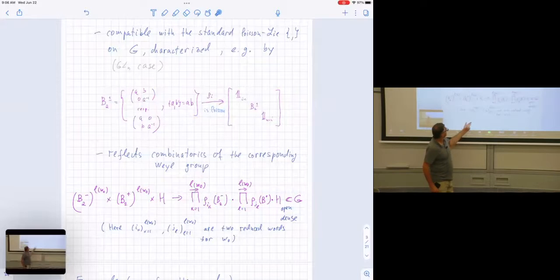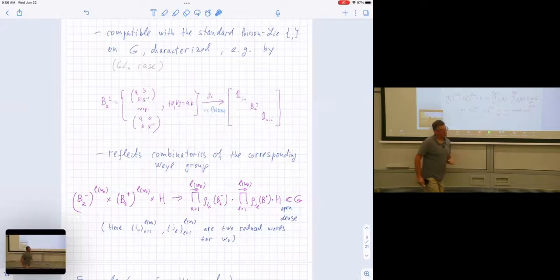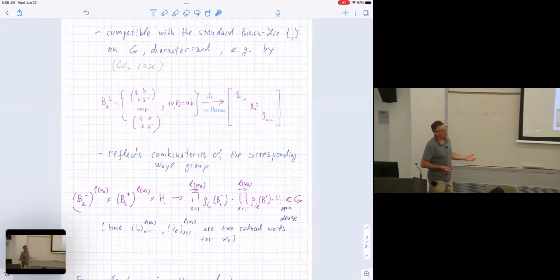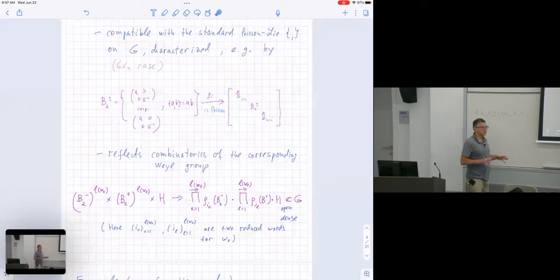I just take the product of these embeddings described above, dictated by two reduced words for w0. Just multiply them together, multiply by an element of the Cartan. This will end up in the group G, and this will sweep out an open dense subset inside of G. So this is the parameterization. This cluster structure is compatible both with the combinatorics of the associated Weyl group and with the Poisson-Lie bracket. So this is all rather abstract.